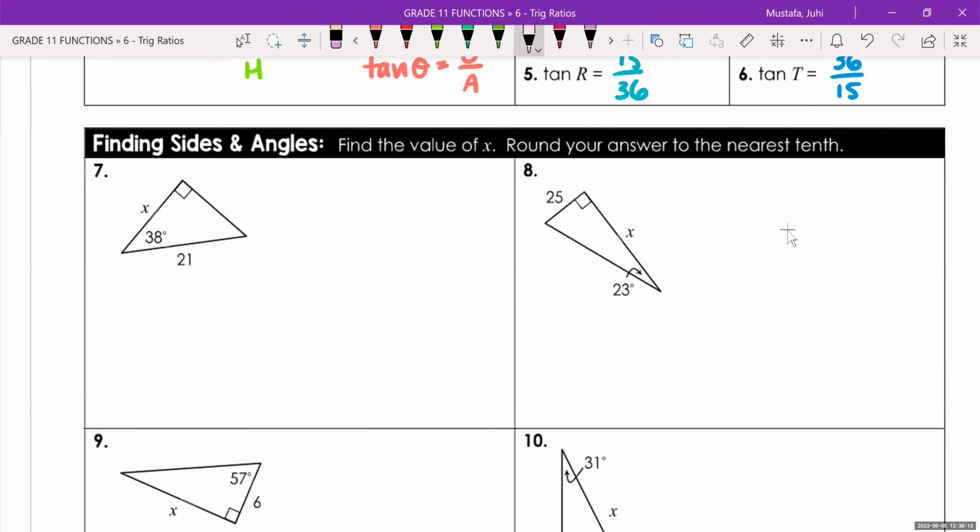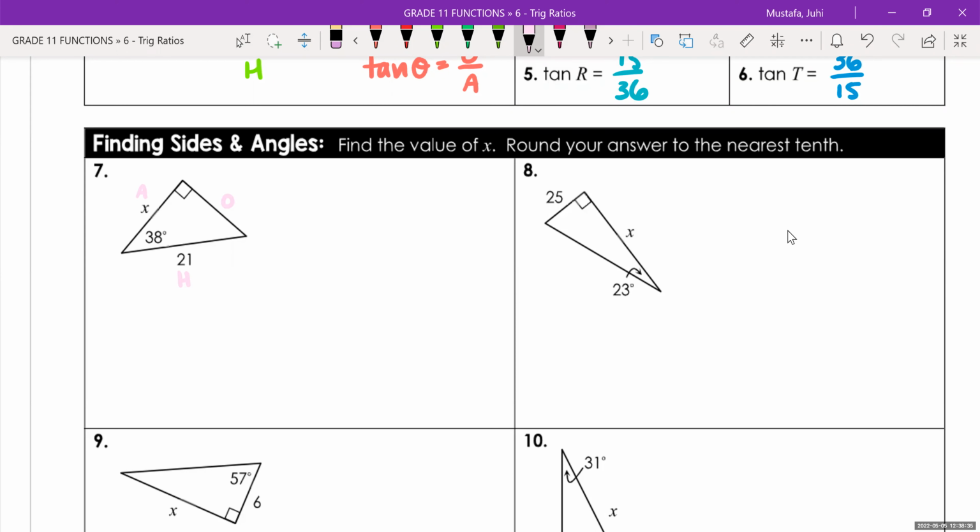For question 7, we have angle 38. You're going to notice I don't have A's, B's, and C's or anything like that, and that's fine. We don't really need them. According to angle 38, this is going to be my opposite side length. This is going to be my adjacent side length, and this will always be the hypotenuse because it's across from the right angle side.